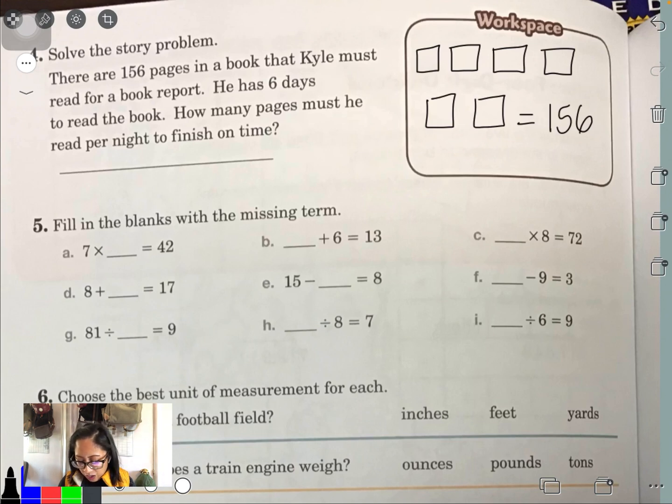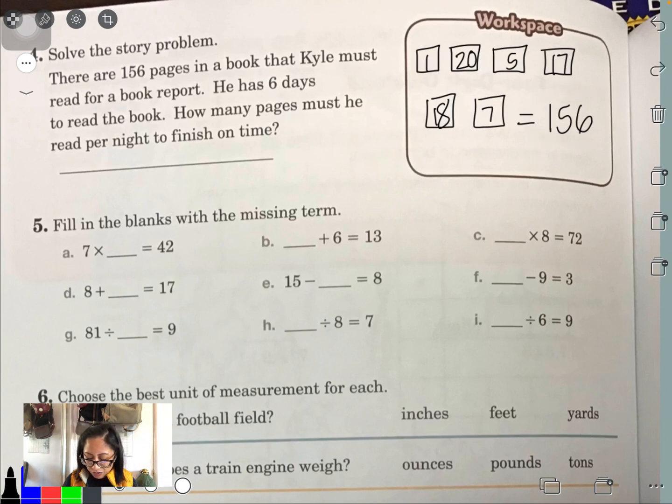So it all has to add up to 156. He can't be like, I'll read 1 page here, and then maybe 20 pages here, and then 5 pages on this day, and then 17 pages here, and then maybe 18 pages, and then 7. He can't do that. Because, first of all, it has to all equal 156 pages.